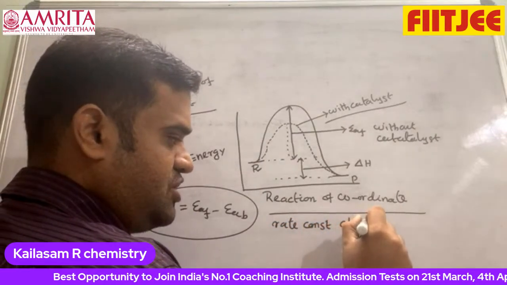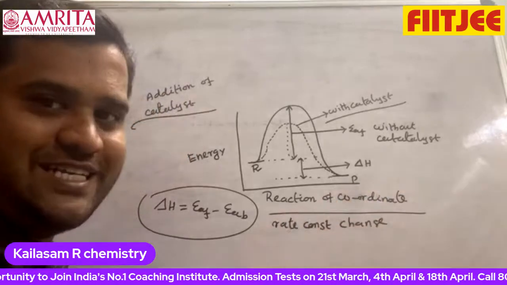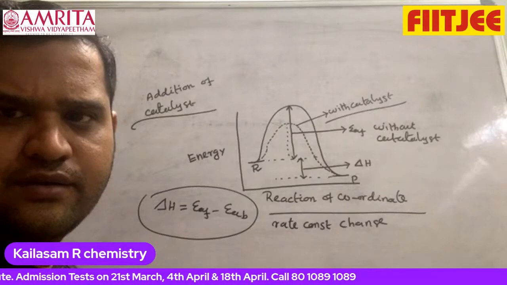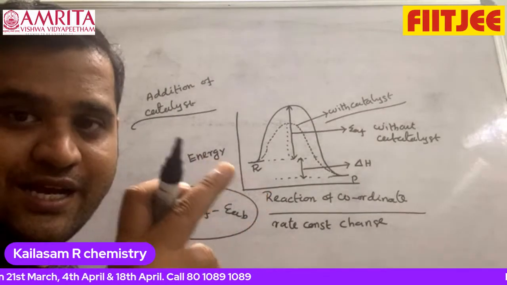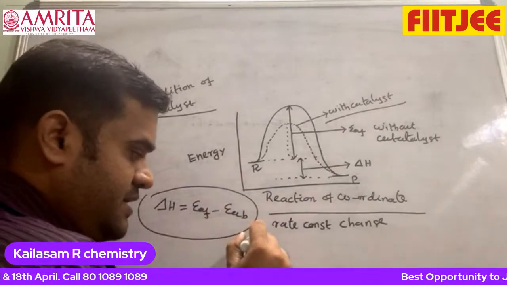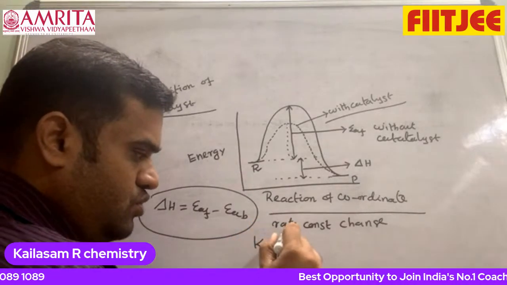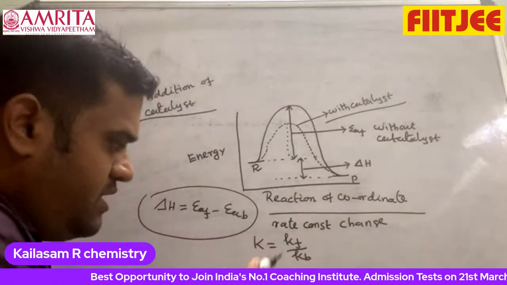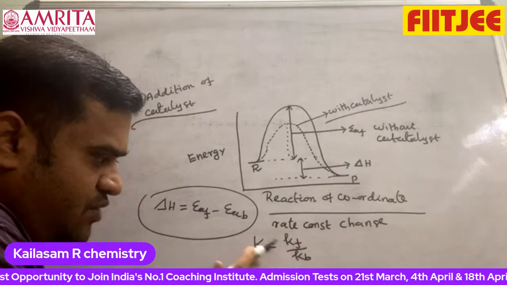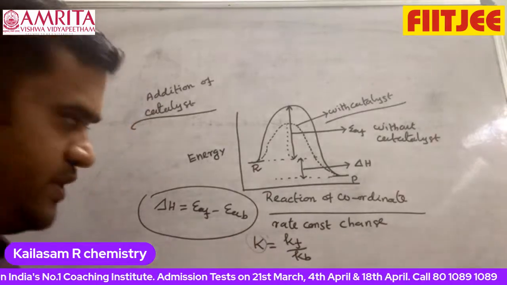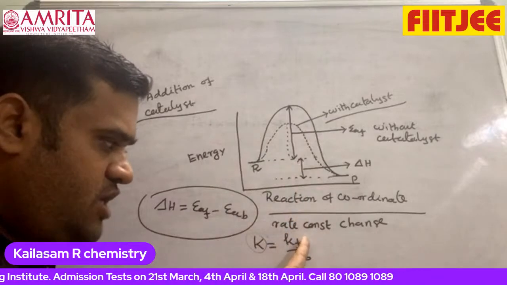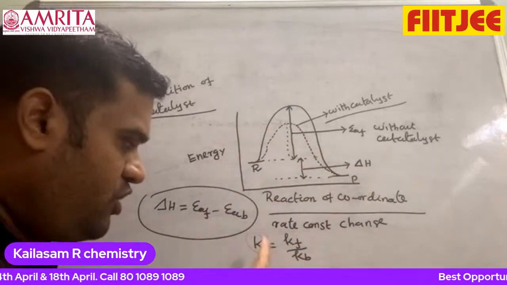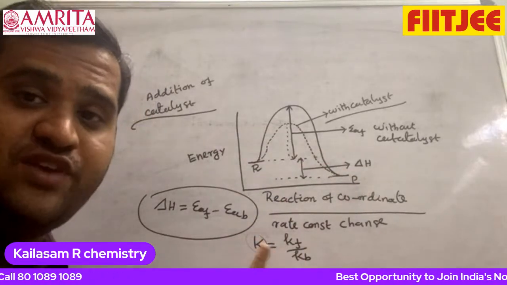Rate constant change. When the rate constant changes, what about the equilibrium constant? The equilibrium constant remains the same. Why? I can write K equal to Kf by Kb. What is the rate constant of forward and the rate constant of backward defined as? Equilibrium constant, which means that when I add the catalyst, the rate constant of forward and the rate constant of backward increase to the same extent. Therefore, the equilibrium constant of the reaction remains the same.